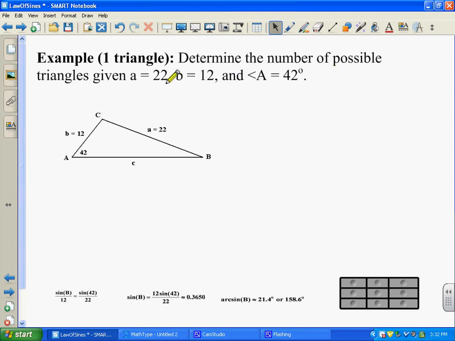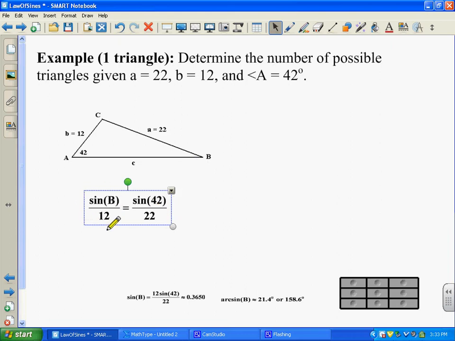We're going to determine the number of possible triangles, given that side A is 22, side B is 12, and the measure of angle A is 42. So we've labeled a little diagram here. We have side A and angle A. We're going to use that as our base pair. We also have the measure of side B, so we're going to find angle B first.